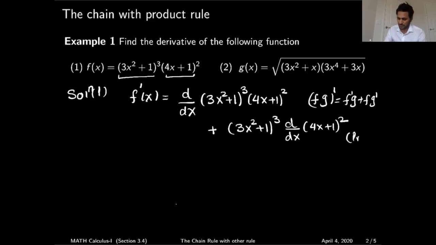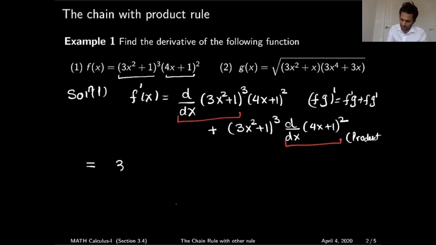So this is how I use the product rule. Now, in order to compute the derivative of this term and that term, I have to use the chain rule, because both terms are composite functions. 3x squared plus 1 is sitting inside of a cube, so that is a composite function. And 4x plus 1 is sitting inside of a square. This is also a composite function. So now we will use the chain rule inside the product rule.